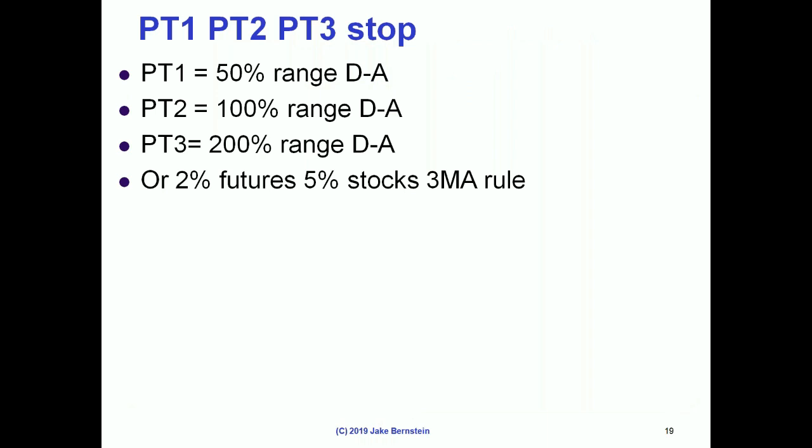Now let's talk about profit target. Profit target number 1 is 50% of the range between A and D. Profit target number 2 is 100% of the range between A and D. Profit target number 3 is 200% of the range between A and D. And then I have my 2% and 5% futures trailing stop. If you get advanced to the point where you're actually understanding this, although I stress it's extremely simple. Let's go on to the next slide.